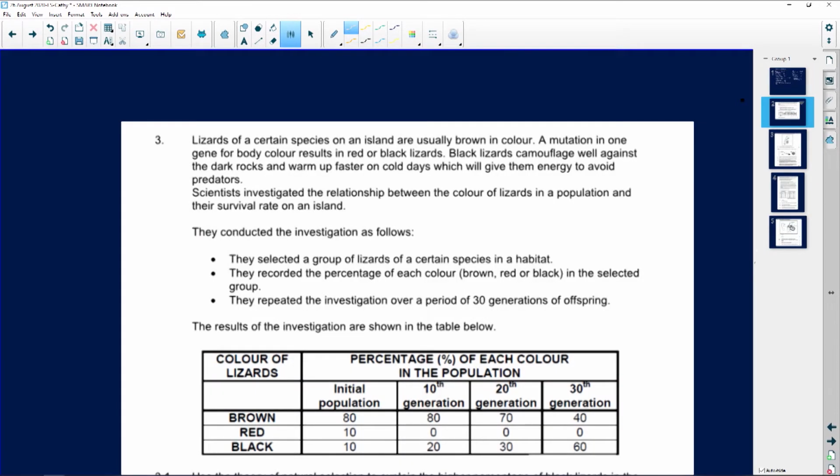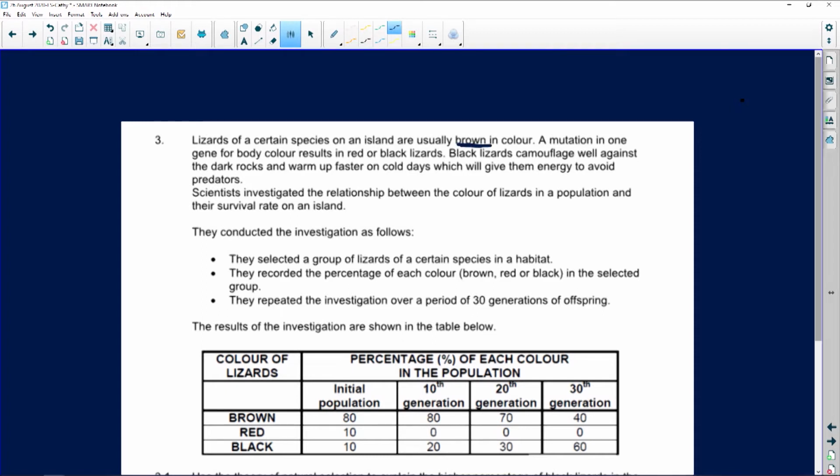Stephen. Okay? So, Stephen, thank you very much for sending this question, and it's really a nice question. And it says, okay, let me just get a color that we can see on the white. Lizards of a certain species on an island are usually brown in color. Now, the minute we see lizards and we see an island, we immediately know that we are looking at selection, we're looking at variation. Those are the things that we're going to be looking at in this question.